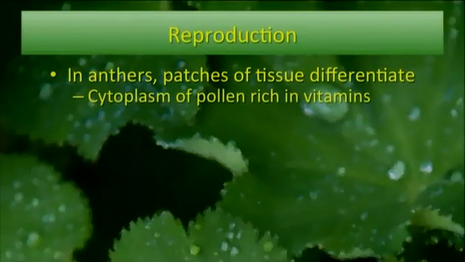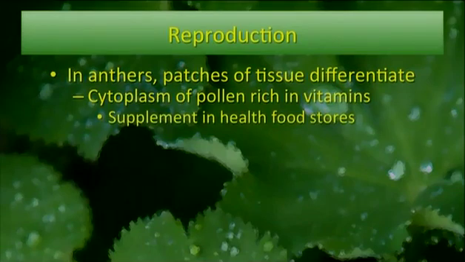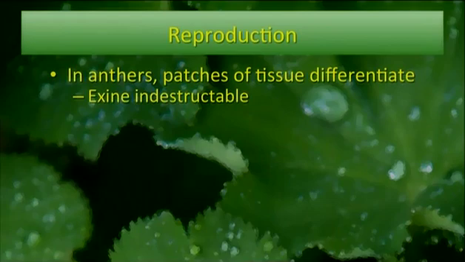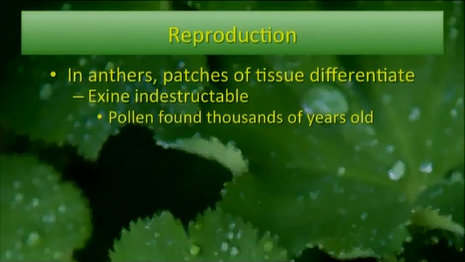Now the cytoplasm of pollen is very rich in vitamins. That's one of the reasons why bees and other insects collect it, and it's also sold as a supplement in health food stores. Now the exine, the outer wall of the pollen grain, is practically indestructible. This is some interesting stuff. People have found pollen that was thousands of years old, and they are able to identify the plants, or identify that the plants do not exist anymore from thousands of years ago.